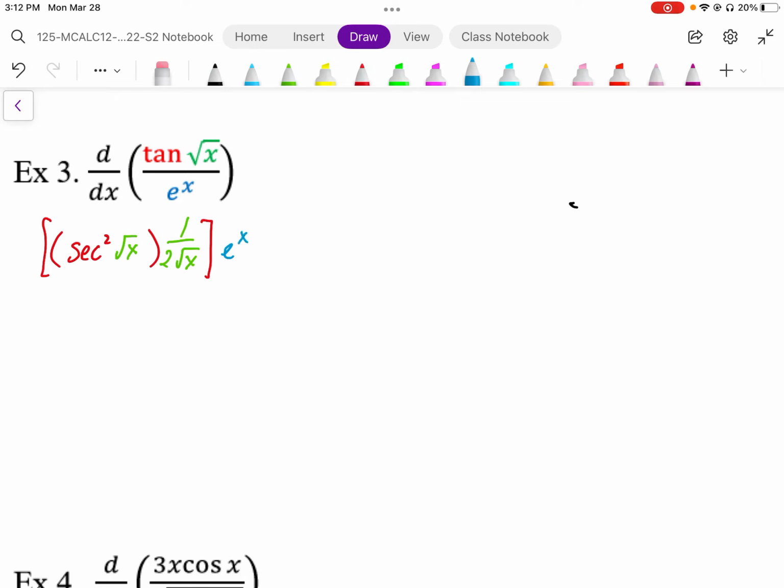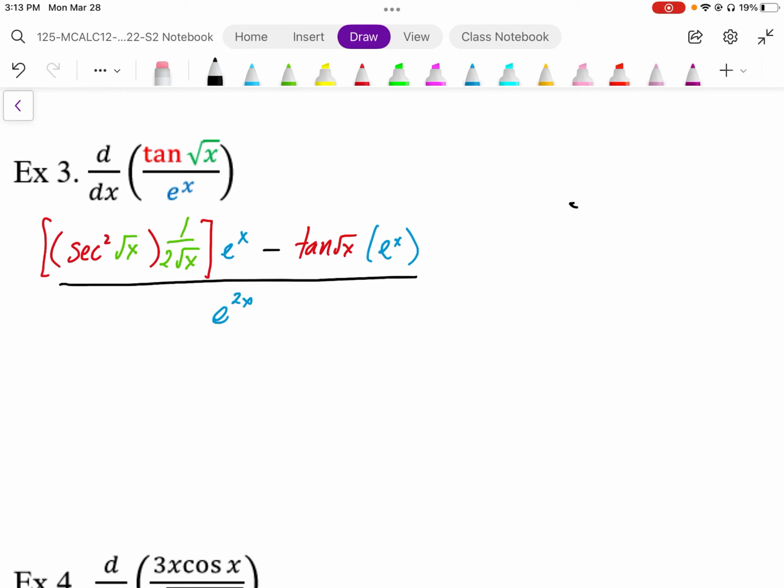I need to multiply by e to the x, and then minus tan root x. It's the first part of that expression, or the numerator undifferentiated, times the derivative of the denominator, which is e to the x. And in the denominator here, I end up with e to the x squared, or e to the 2x. Okay, so there's a common factor of e to the x that cancels out.